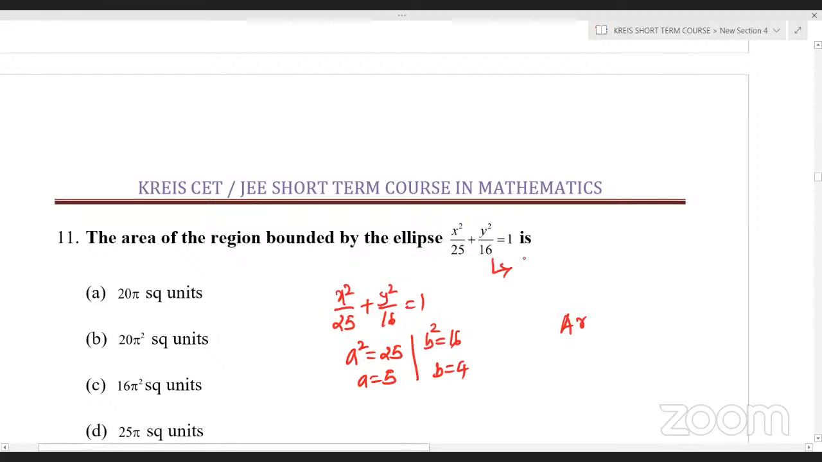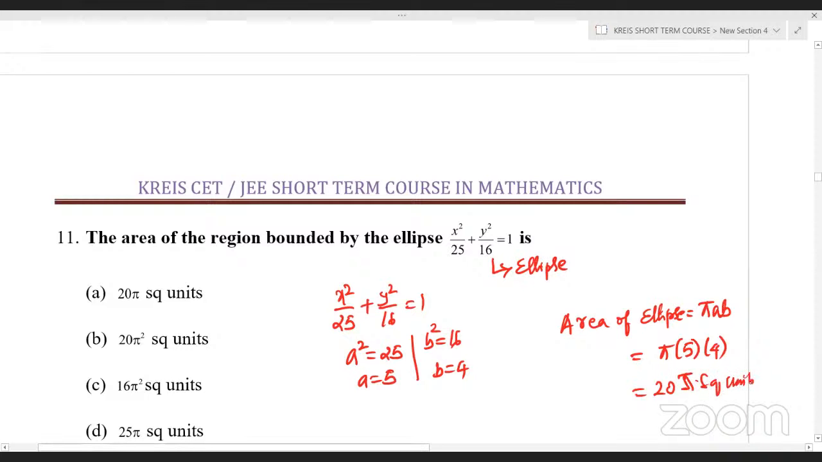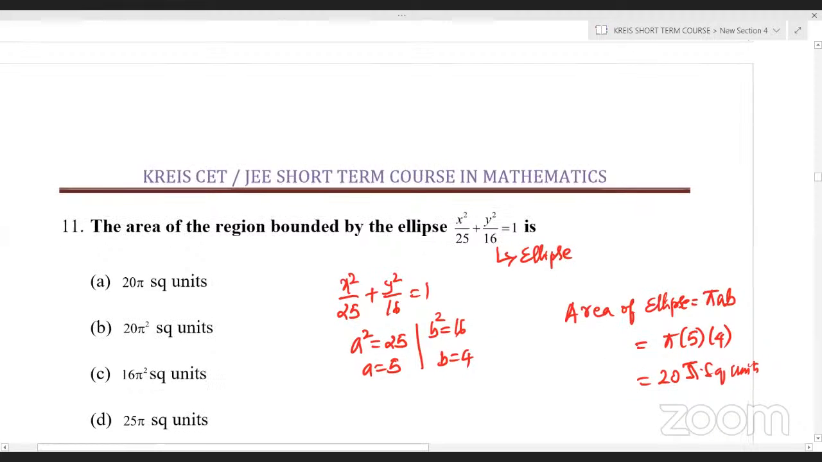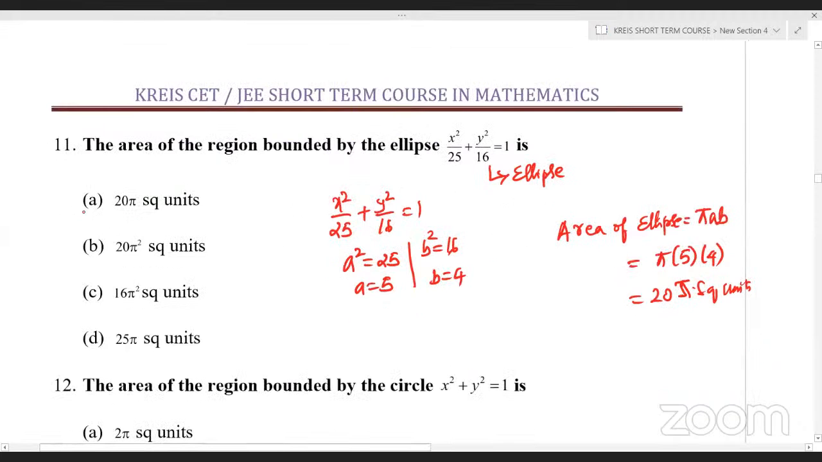You are supposed to make out that this is an ellipse, and the area of an ellipse is given by pi ab. It is pi into 5 into 4. So it is going to give you 20 pi square units. Option A is going to be the right choice.